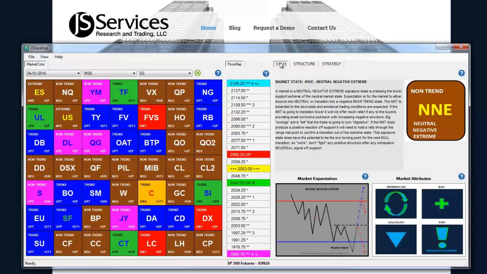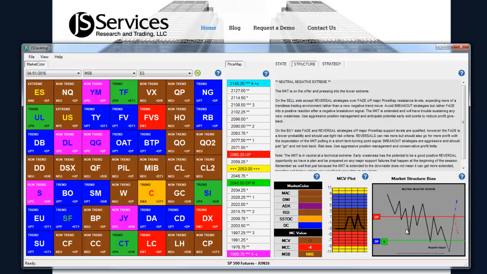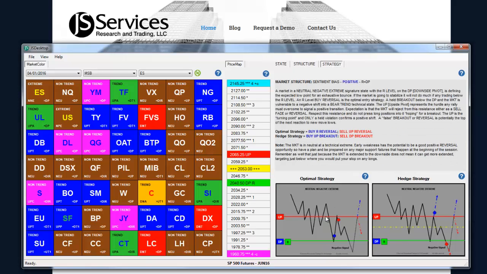If we are in a neutral negative extreme market state and sentiment is equal to the downside pivot, or our DP, then the optimal strategy is to look for a buy DP reversal. So a reversal, we're looking for the market to exhaust below this price point. This is the optimal strategy as the market is pressing the lower extreme and we're anticipating it to bounce back. We're at a neutral extreme, we anticipate it to bounce back.